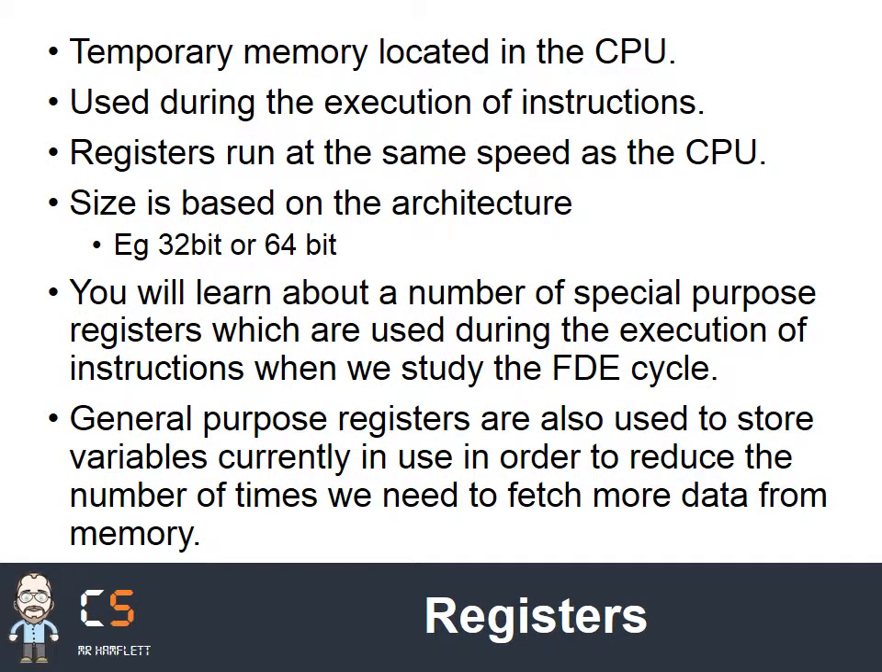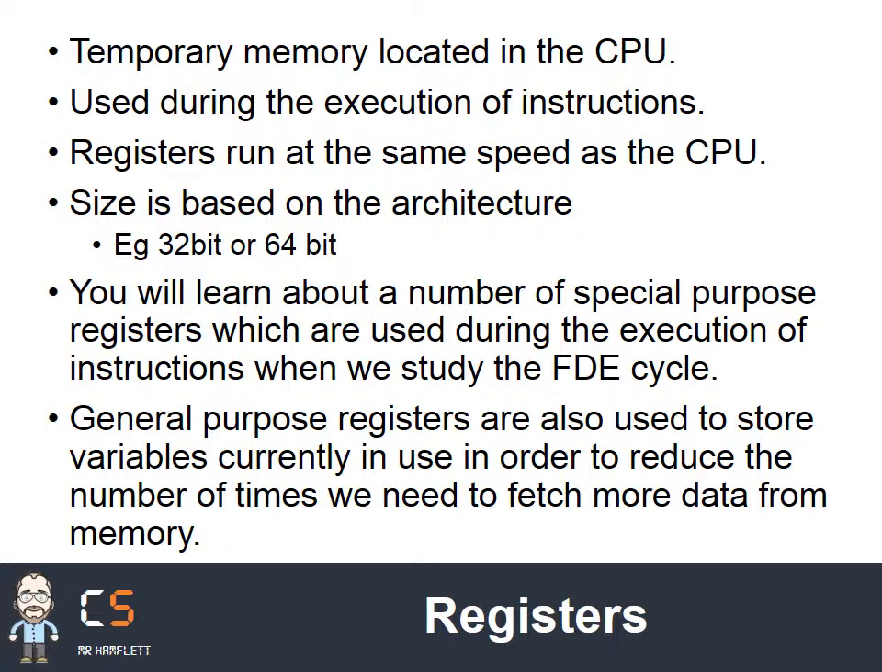So the temporary memory located in the CPU, used during the execution of instructions. So when I'm running instructions on the CPU, I'm going to be making use of these registers. They run at the same speed as the CPU, so then we're not going to get that problem we get with the memory and the von Neumann bottleneck. Their size is going to be based on the CPU itself. So if it's a 64-bit CPU, we have 64-bit registers.